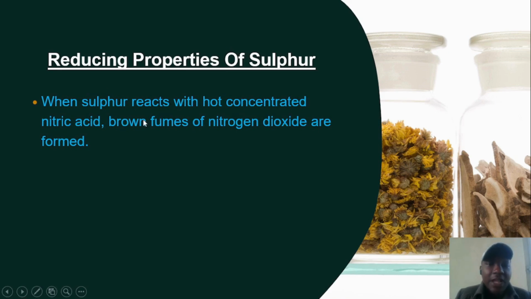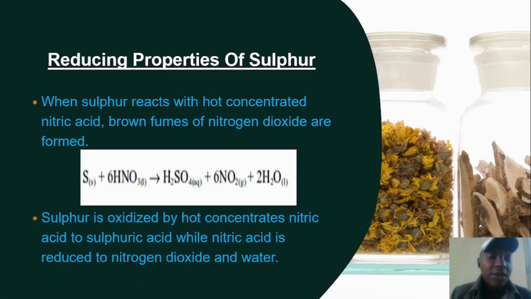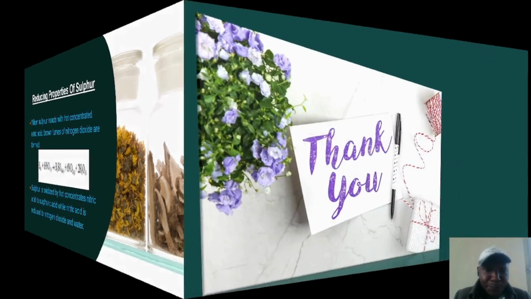Now, when sulfur reacts with hot concentrated nitric acid, brown fumes of nitrogen dioxide are formed, as you can see in the reaction. The sulfur is oxidized by the hot concentrated nitric acid to sulfuric acid, while the nitric acid is reduced to nitrogen dioxide and water.